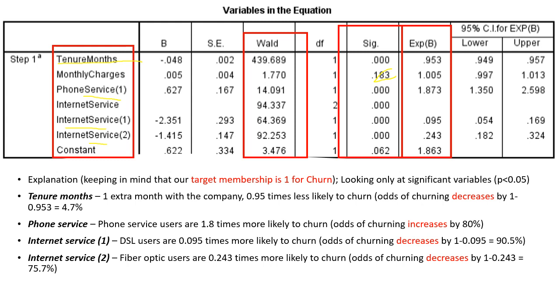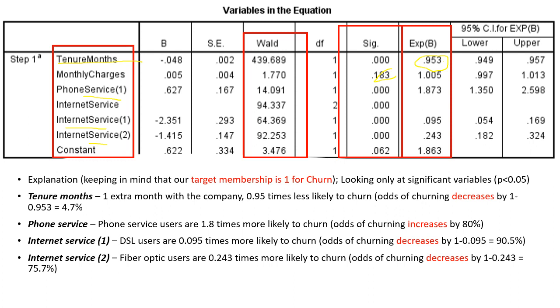So what do all these mean? So for tenure months, the exponential B is 0.953. Now, this is less than 1. So what this means is 1 extra month with the company will result in 0.95 times less likely to churn, because we are looking at the target membership is 1, right? So the odds of churning decreases for these cases by 1 minus 0.953, which means that the more months you have, then your chances of churning decreases by 4.7%. So which means loyalty, isn't it?